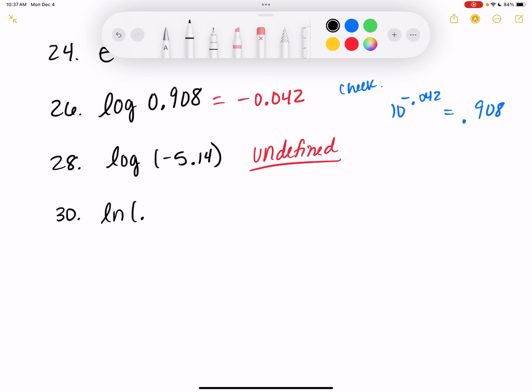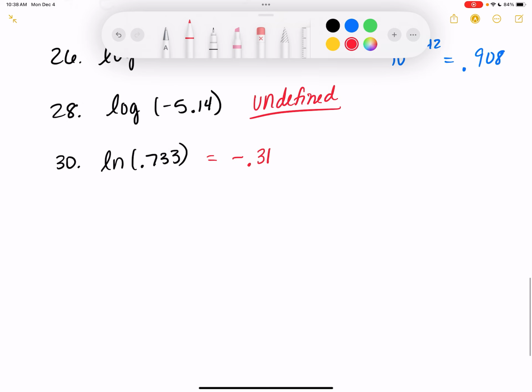All right, 30. ln of 0.733. Okay, so that's negative 0.31. Do we want to go farther out? That's fine. I would say 2 or 3 decimal places, depending on what kind of number it gives you. I mainly went out to the third one because that's what she said, but also because there was a 0 at the beginning, so that way we get a little bit more precise or accurate.